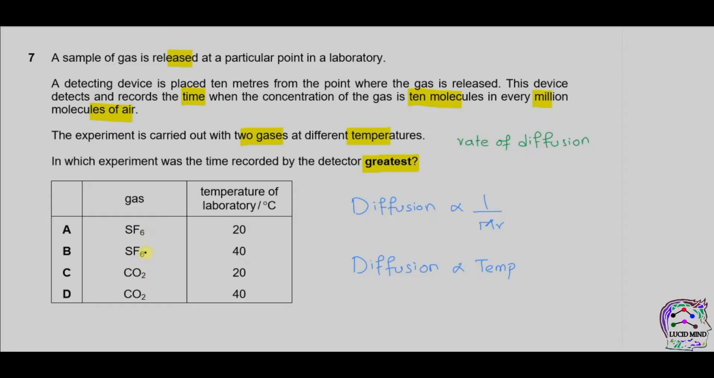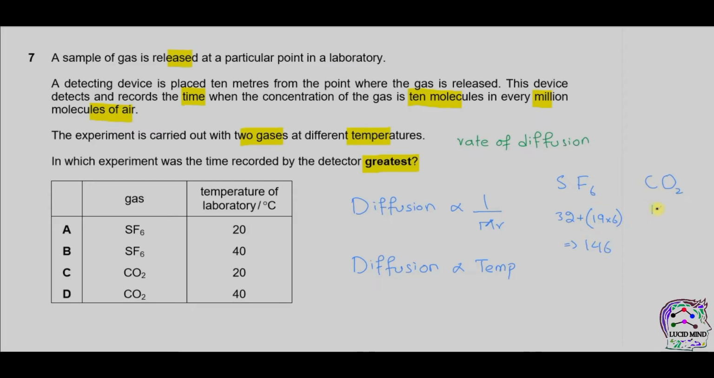Let's find the one that is taking the greater time. So we have SF6 and CO2. In SF6 we have 1 sulfur, 6 fluorine atoms. In CO2 we have 1 carbon, 2 oxygen atoms. The atomic mass of sulfur is 32, plus we have 6 fluorine atoms. For 1 fluorine it is 19, so 19 into 6. It comes equal to 146 for SF6.